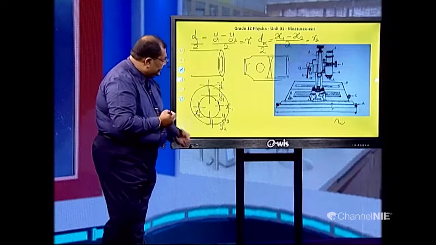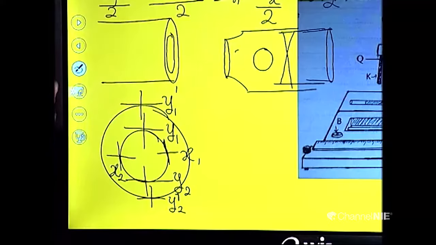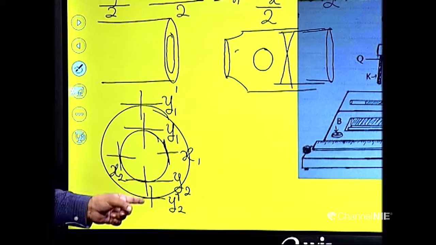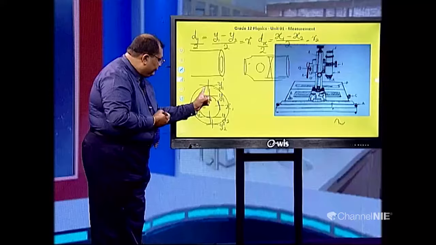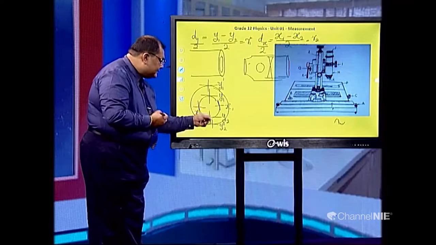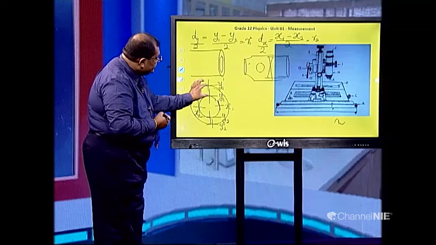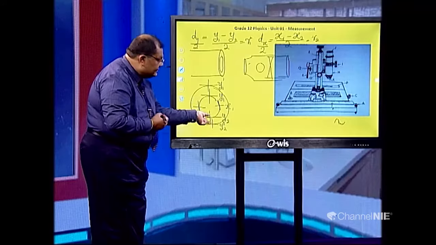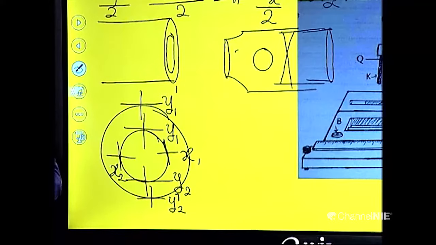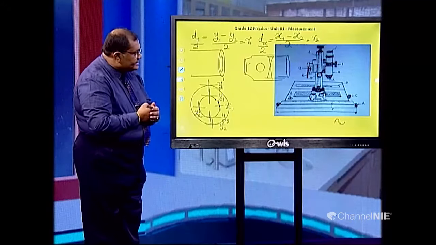Then how do you find that? y1 dash minus y2 dash is the external diameter. y1 minus y2 is the internal diameter. The difference of them is equal to this thickness plus this thickness. It should be divided by 2 to find the thickness of the rubber tube. This is what we are doing with this travelling microscope.